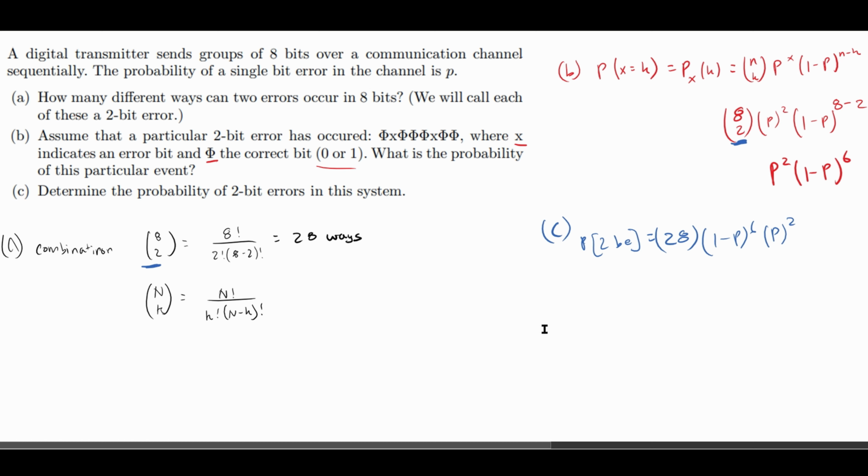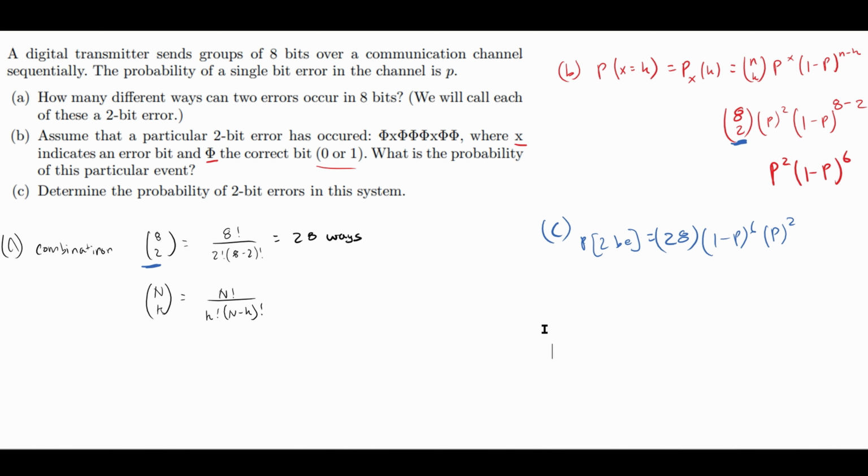A digital transmitter sends groups of 8 bits over a communication channel sequentially. The probability of a single bit error in the channel is p, so that's probability. Now, I already have this written out a little bit because I wasn't recording the first time. Usually I'll go through and write everything out and explain it, but we'll just be explaining it here.